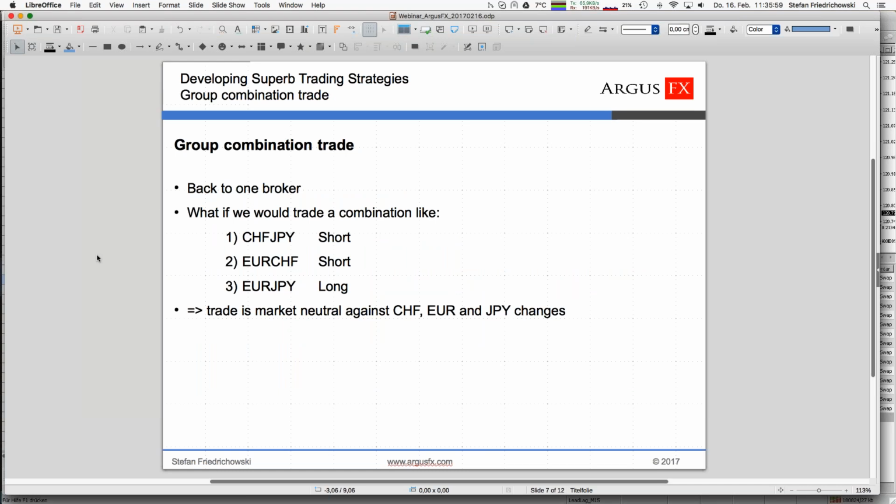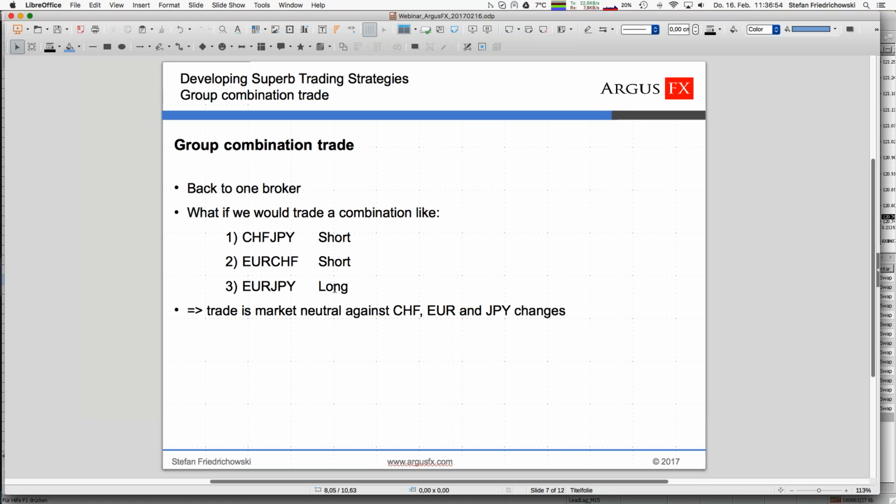Okay, but I have more ideas here. And the next one I would like to mention is simply the group combination trade. What do I mean here? So now I go back to doing it at one broker. That would make it much easier to go live with that idea, doing those activities exactly with one broker. And what I do in the first step is simply show you an example. What do I really mean with a combination trade? That would be an example. So my combination here would be out of 3 trades. The first one, Swiss franc, Japanese yen, short. Euro, Swiss franc, short. And Euro, Japanese yen, long.